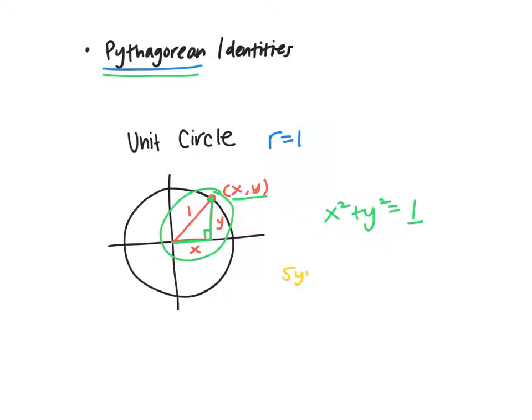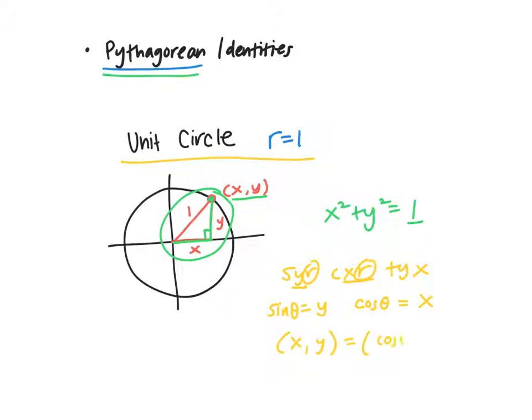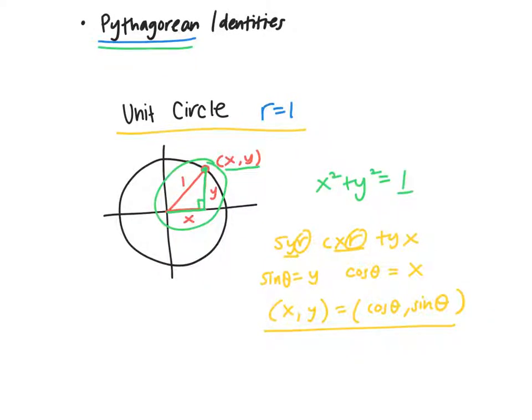Also recall SOHCAHTOA, which is really the trig ratios, the trig functions, written in terms of x, y, and r. So remember, because our radius is 1 in a unit circle, sine theta is really equal to y, because it's y over r, and r is 1, and cosine theta is equal to x over r, or x over 1. So recall that (x, y) is equal to (cosine theta, sine theta) in a unit circle, and that's why it's so convenient to have the unit circle filled out in front of you to answer a bunch of questions.